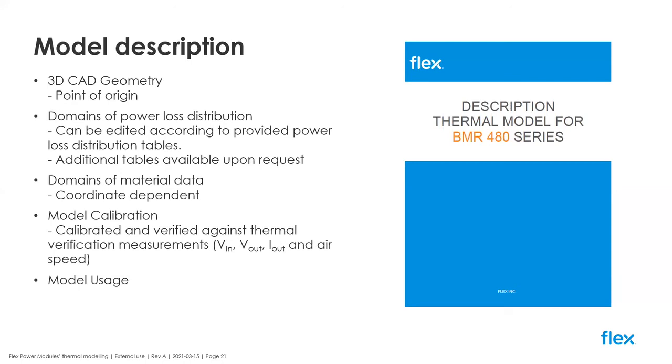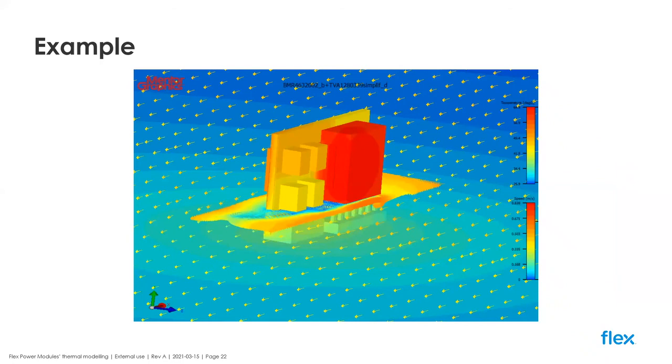The next section is a domain of material and model calibration, where we state how our model is calibrated and under which circumstances. The last section is then the model usage, how to use the model. The final slide here is an example of one of our products, the 463, and how it looks when you do a thermal simulation in FloTHERM. You see the wind speed, and you see how the temperature in the different parts of the point of load 463.